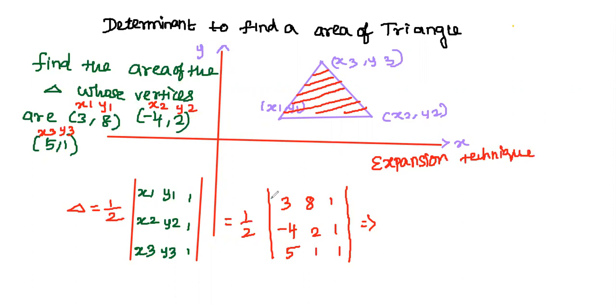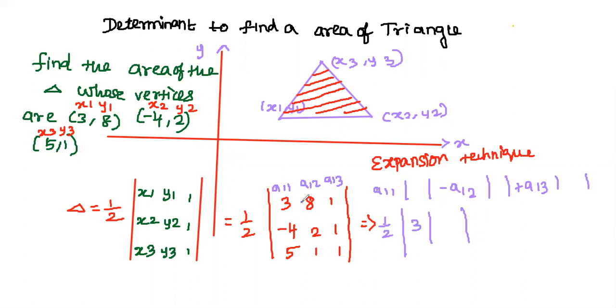While expanding, you will assume these as A11, A12, A13. So A11 followed by its minor, then minus sign, A12 and its minor, plus A13 and its corresponding minor. Write the half. So A11 is 3 and its minor is, you cut its corresponding row and column. You will be getting 2, 1, 1, 1.